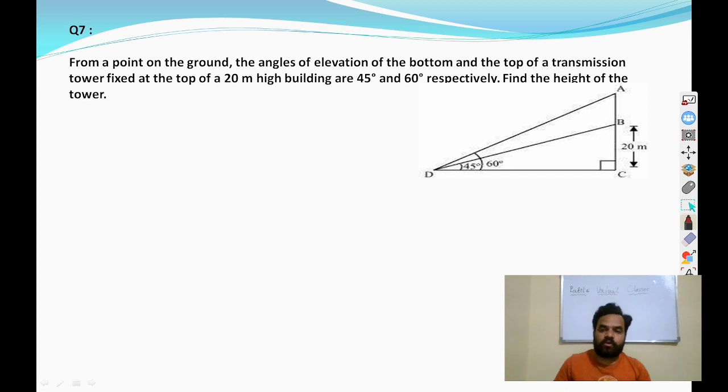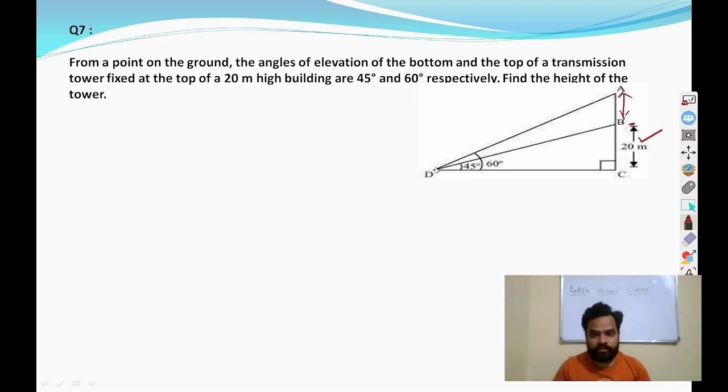See, when they told it, there is a tower which is fixed at a 20-meter height building. So we need to draw this. I will take first the 20-meter height building. Above this building, I am going to fix the tower of height AP.